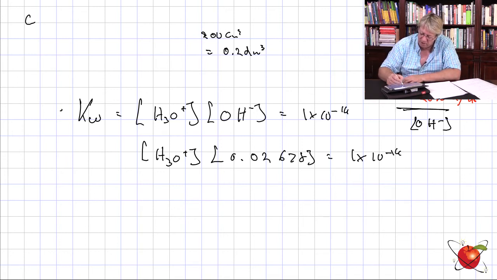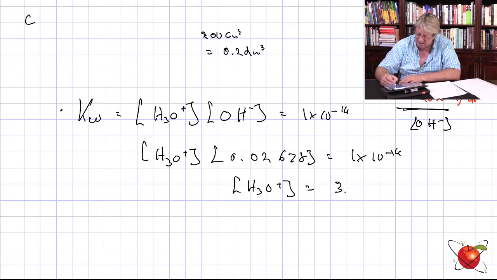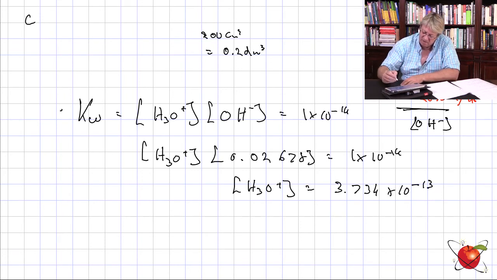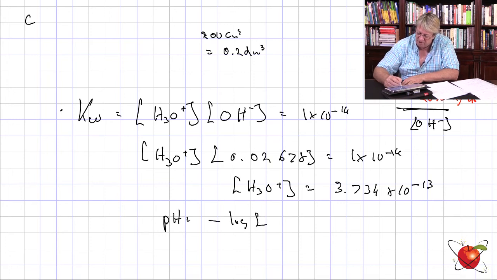Okay? Therefore, the concentration of H3O plus is going to be that divided by that, which gives us 3.734 times 10 to the minus 13. Okay? Therefore, the pH is going to be equal to negative log of 3.734 times 10 to the minus 13. And if you put that into a calculator, you're going to get 12.43, which is exactly where you want it. It's pretty high up on the alkaline side, isn't it? Okay. Now, what is all this for?